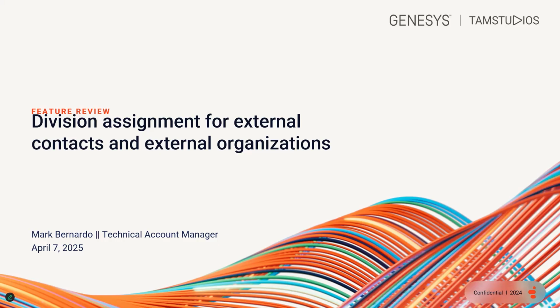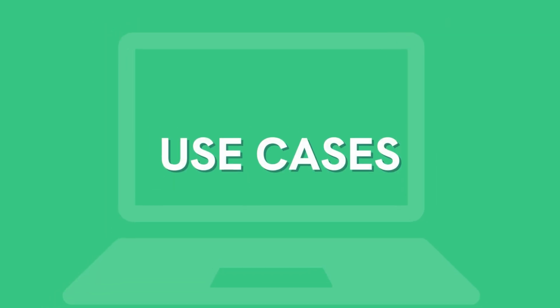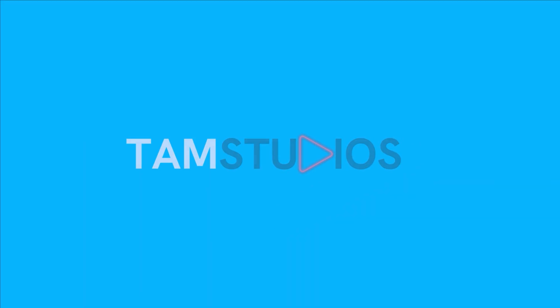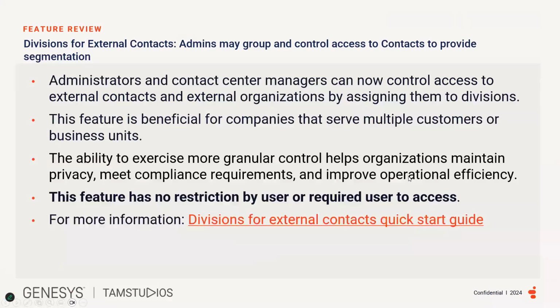For today's video, we will talk about a minor improvement in Genesis Cloud, particularly with assigning a division to an external contact and organization. So let's get started. With this new feature, administrators and contact center managers can now control access to external contacts and external organizations by assigning them to a division.